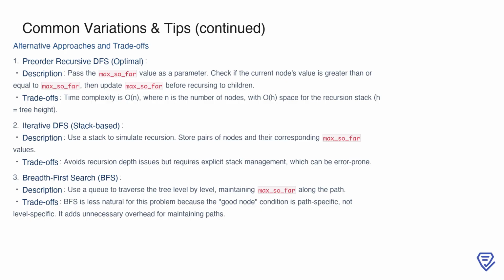Another option is an iterative DFS using a stack, where you store pairs of nodes and their corresponding max_so_far values. While this avoids recursion depth limitations, it requires explicit stack management, which can be more error-prone. Finally, a breadth-first search, or BFS, approach uses a queue to traverse the tree level by level while maintaining max_so_far. However, BFS is less natural for this problem since the good node condition depends on path-specific properties rather than level-specific ones, making this approach less efficient and more cumbersome to implement.